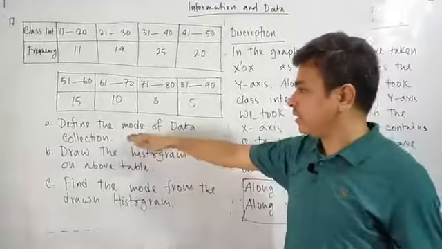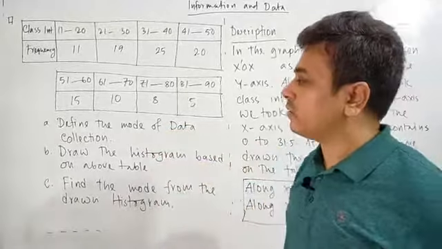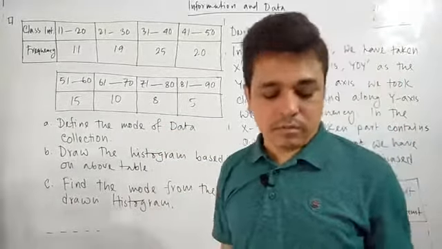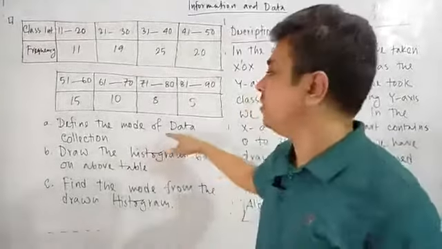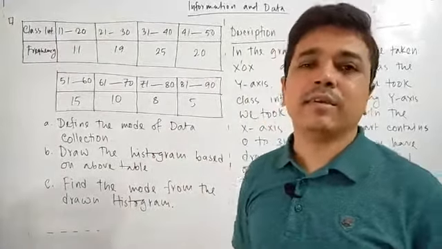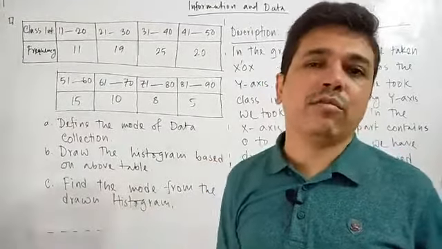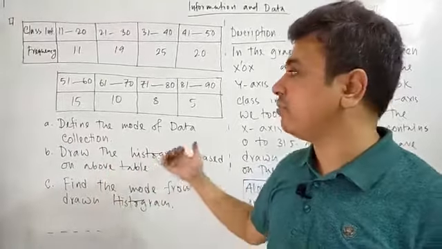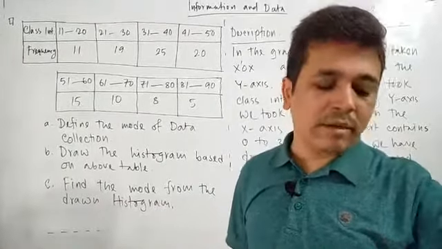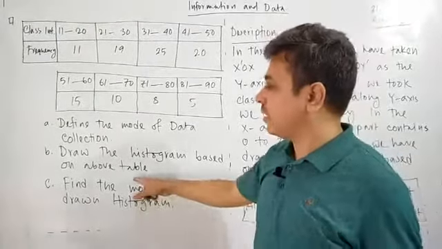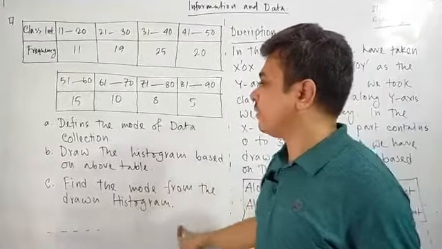So let's start the solution. I think all of you know what the mode of a data set or data collection is. The maximum repeated number is called the mode of any data set. I already told you, so I don't need to write everything. If I write everything on the board, it will take a long time. We have maximum 10 minutes, so I want to show this third one, especially, find the mode from the histogram.